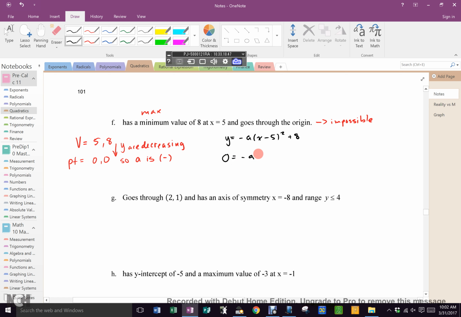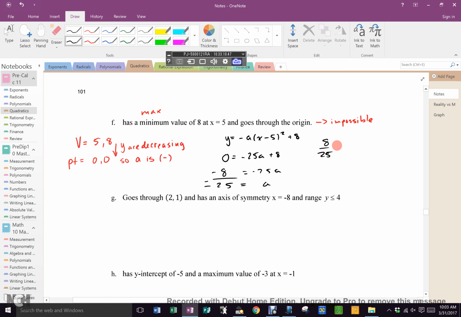0 equals negative a. 0 minus 5 is negative 5. Negative 5 squared is 25, yes? But it has to be negative, so it's negative 25a plus 8, correct? Everybody good? Now what? 8 goes over here, yes? Negative 8 over here equals negative 25a. Divide by negative 25. And what do I get? 8/25. Now look at the problem there.